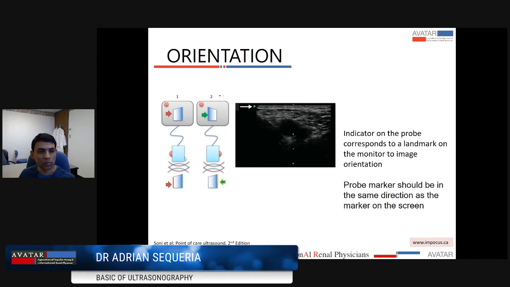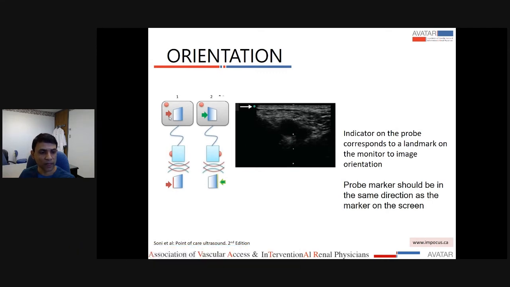So generally speaking, both the probe marker or the probe indicator and the screen indicator should be on the same side, so that you have an idea of the orientation of the image. So in image 1, both the probe marker and the screen marker are on the same side. Therefore, when the probe tries to image this object here, the left side of this image, as depicted by the red arrow, falls on the left side of the screen, which is on the same side as the screen marker.